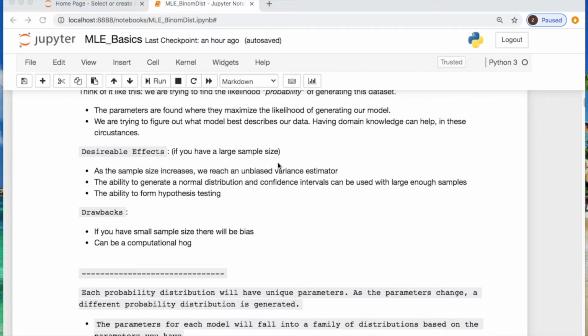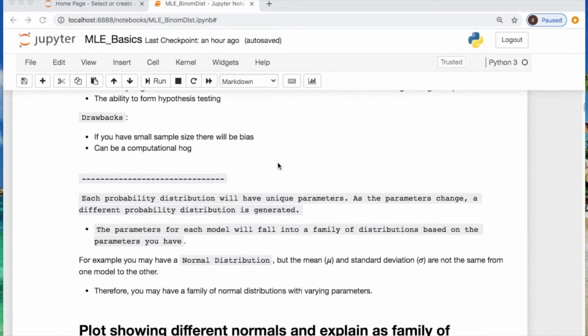Now, as you increase the sample size of your data, if it's really large, the variance will actually become the unbiased variance estimator. And also, you can generate a normal distribution and normal confidence intervals as well. So let's get into a little bit of this.